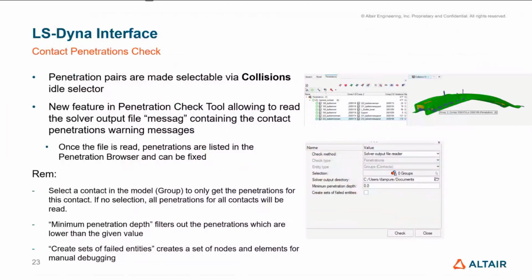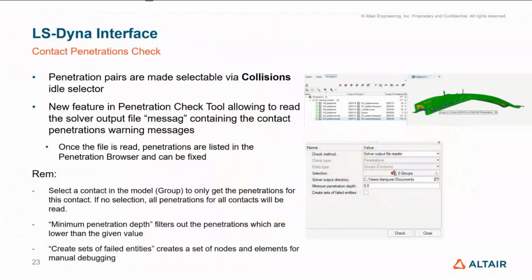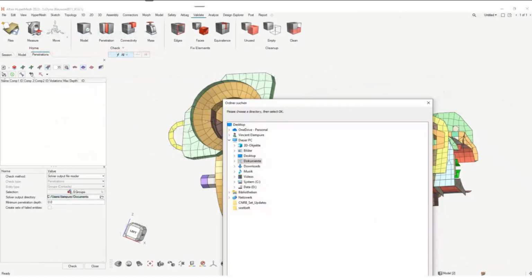This is an important enhancement because with this feature, we exactly report the penetration that the solver has reported. For now, it is just a reader mechanism. We think also to enhance this process to directly write out the model and start the solver directly from HyperWorks to generate the message file and read it automatically. So the complete workflow for checking with the solver would be also implemented. For now, it's just reading the output file.